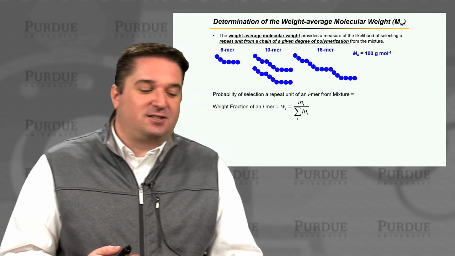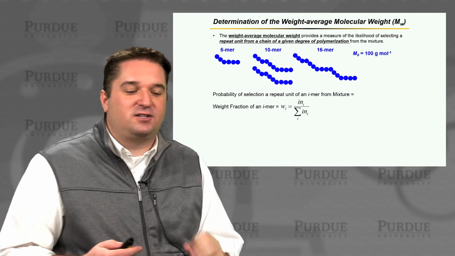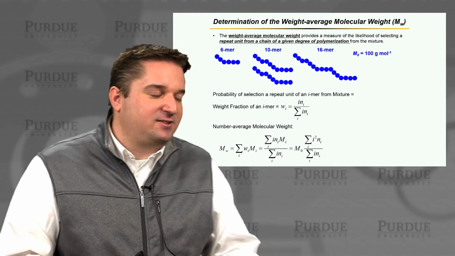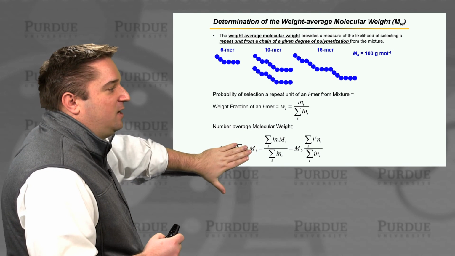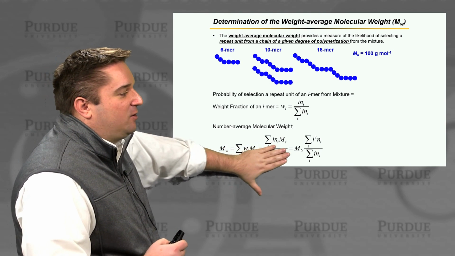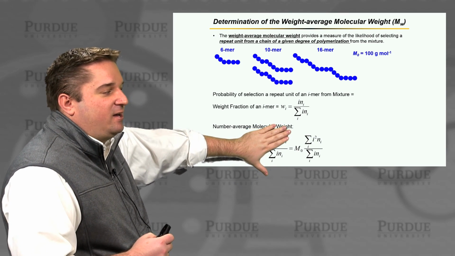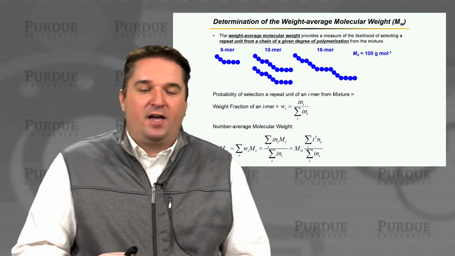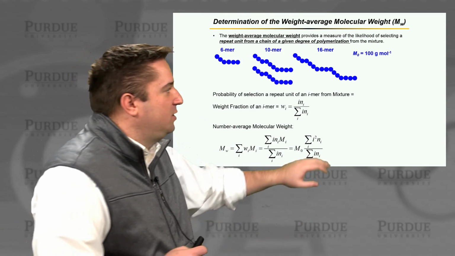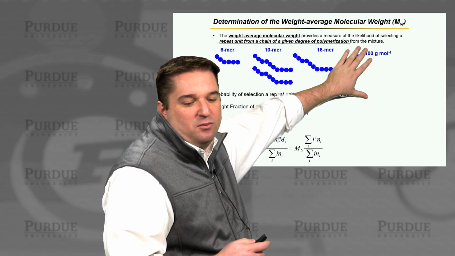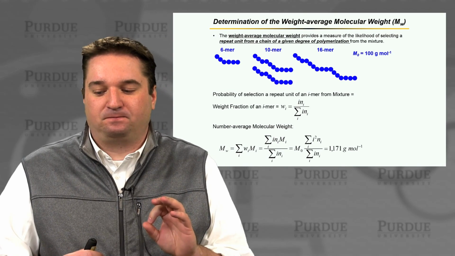And the way we do this is to take the weight fraction now. Instead of the mole fraction, we're going to take the weight fraction. But in a very similar manner, we're going to go ahead and say that the weight average molecular weight, M sub W, is just the weight fraction times Mi. And again, we can manipulate this in a different manner and just say that that's M naught times the summation i squared Ni divided by the summation i Ni. And if we go ahead and do that for our 6-mer, our 10-mer, and our 16-mer, with an assumption of a molecular weight of a repeat unit of 100 grams per mole, we'll find that that number ends up being 1171 grams per mole.